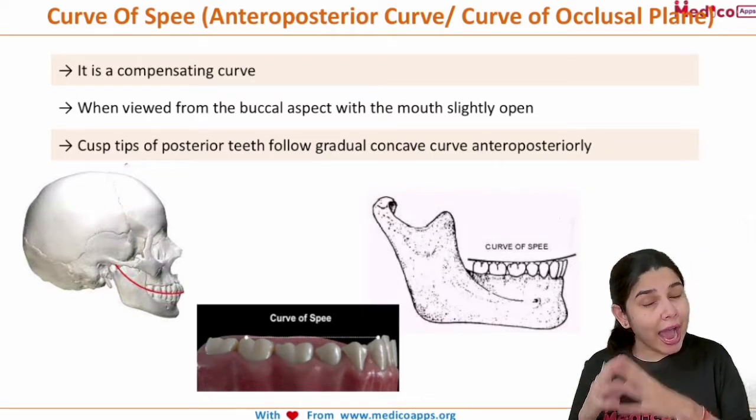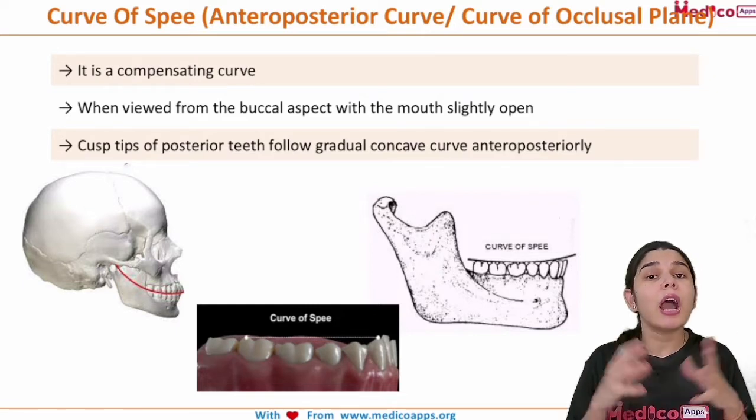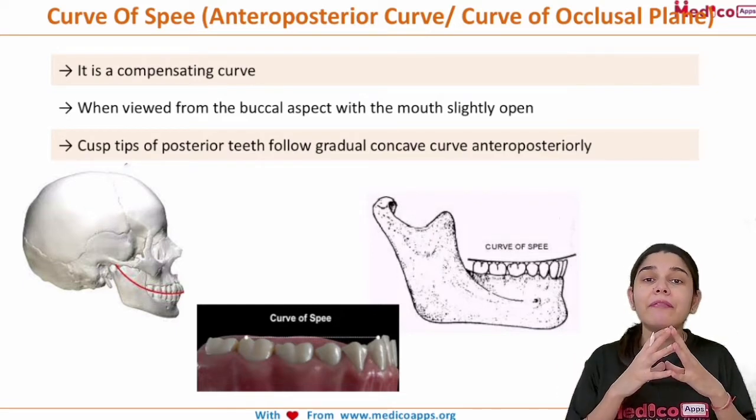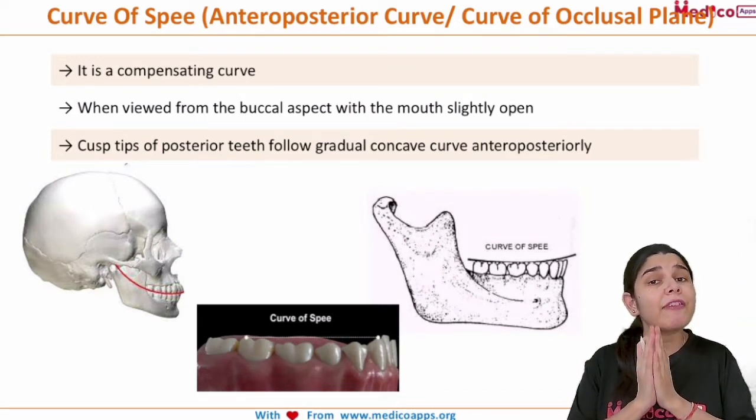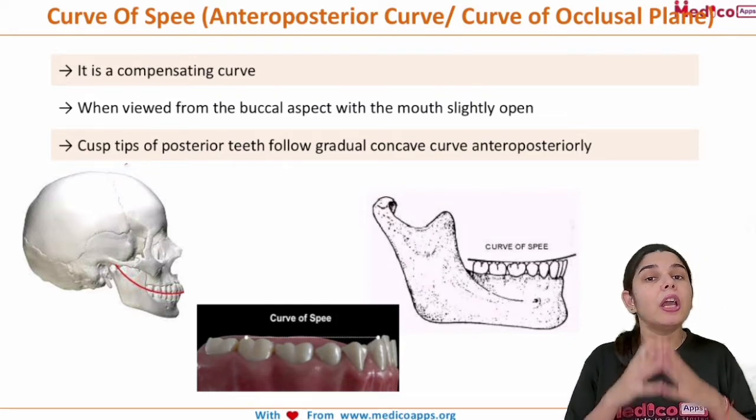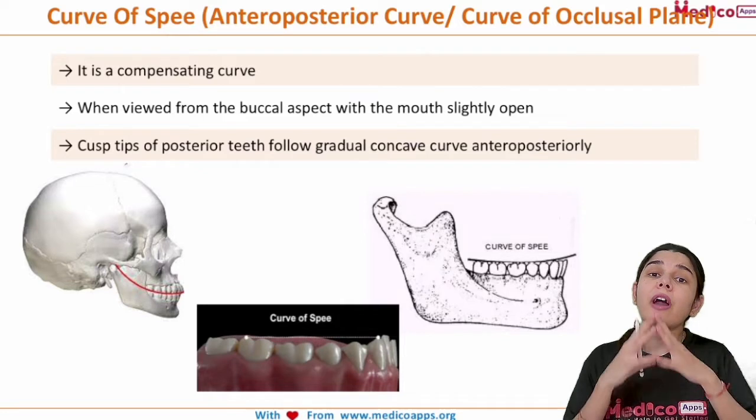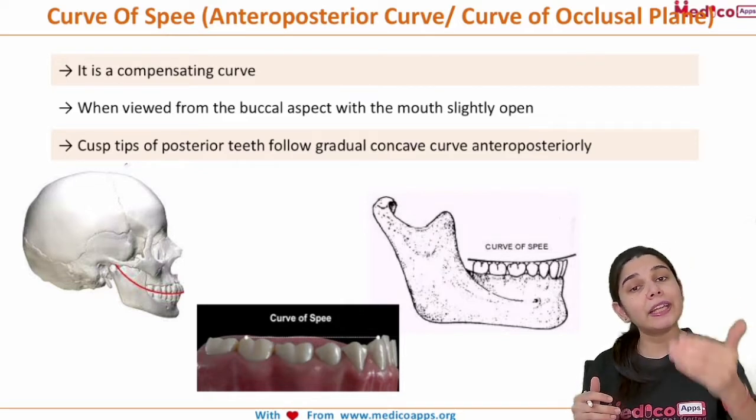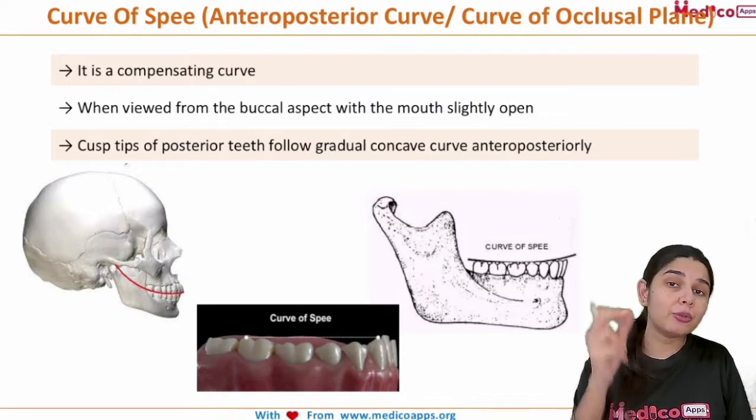Now, as we have discussed previously about Wilson's curve, Wilson's curve was from side to side. But here, the curve of Spee is anteroposterior. If I am saying anteroposterior, that means a curve which is from the anterior region to the posterior region, that means from front to back.